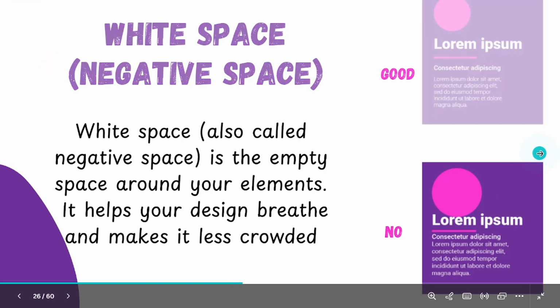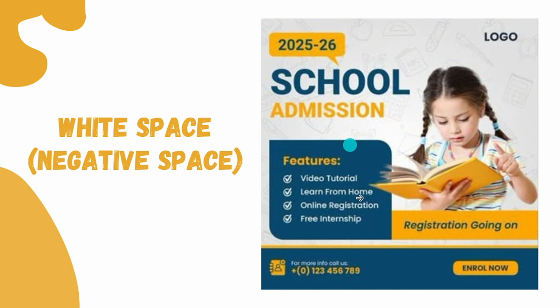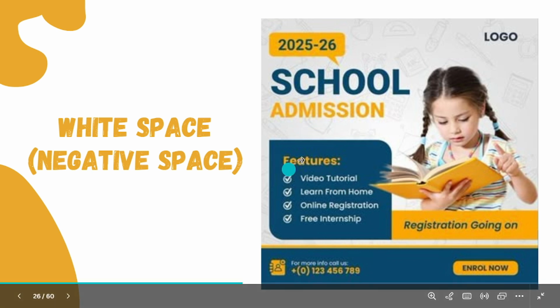Now let's look at this image right here. If you look at this image, you see that it has space. After the school admission, there is space before this box that contains the features. Do you understand? Look, after this, there is space here before the school admission. There is space, like everything. It makes your work look so neat.